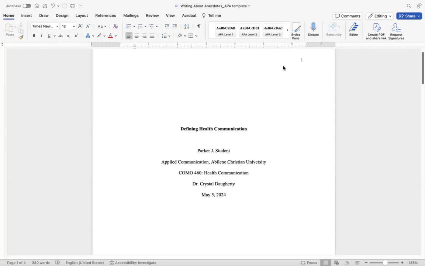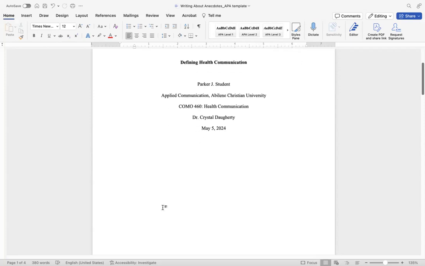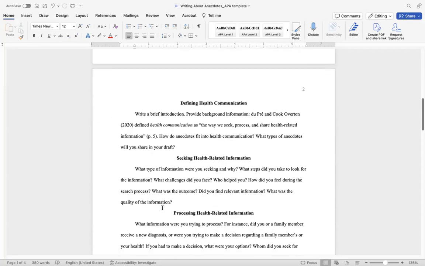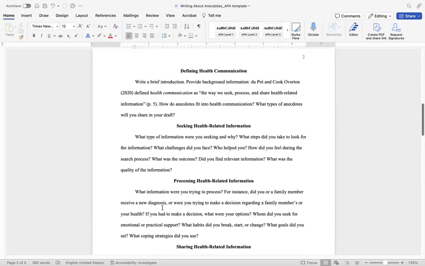You can also see up here, we've got page numbers in the upper right-hand corner, which is required by APA format and again, built into our wonderful template. Before the introductory paragraph, we repeat the title. We don't need a separate heading for introduction. So I've just put Defining Healthcare Communication up here at the top.